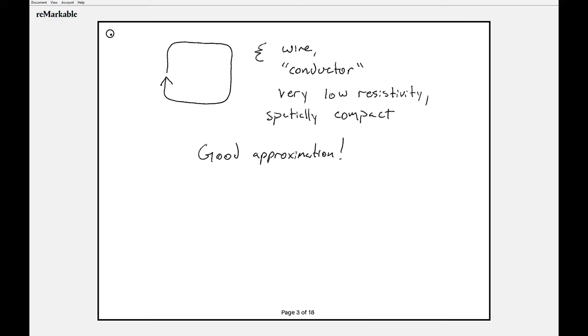So, a closed circuit connects end to end. Your wire or other form of continuity presents a very low resistivity to charge. It's spatially compact. And with those assumptions, the wire in the circuit forms a good approximation to how electric circuits actually behave.